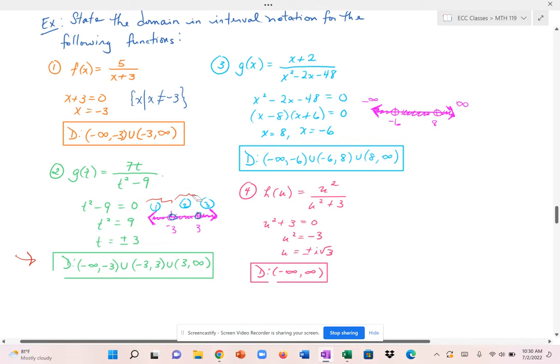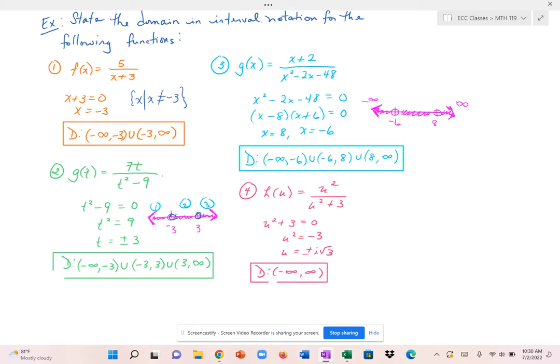So it's from -infinity to -3, union from -3 to 3, union from 3 to infinity. It's really common for students to forget this one in the middle. So perhaps drawing the number line will help you remember.